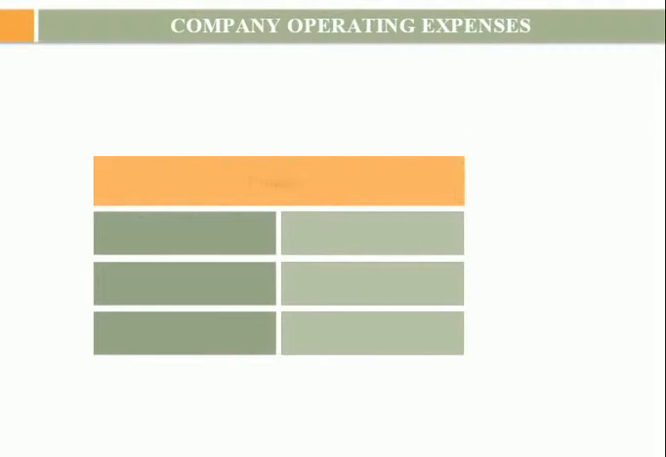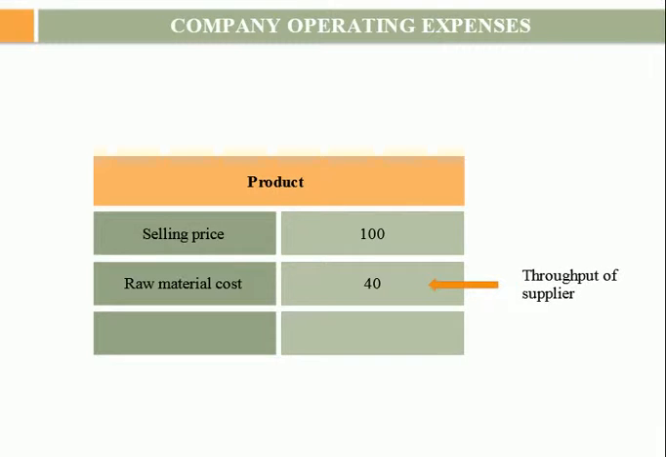Let me start with an example. Suppose there is a product, the selling price of the product is 100 and the raw material cost is 40, and you are purchasing this raw material. Rest everything you do in the house, you process everything in the house and then sell the product at 100 rupees. So 40 is throughput of your vendors, of your suppliers. 60 is retained within your company. That means this is your throughput. The money that is going through your system to somebody else is not your money. It is somebody else's money, and it is not throughput.